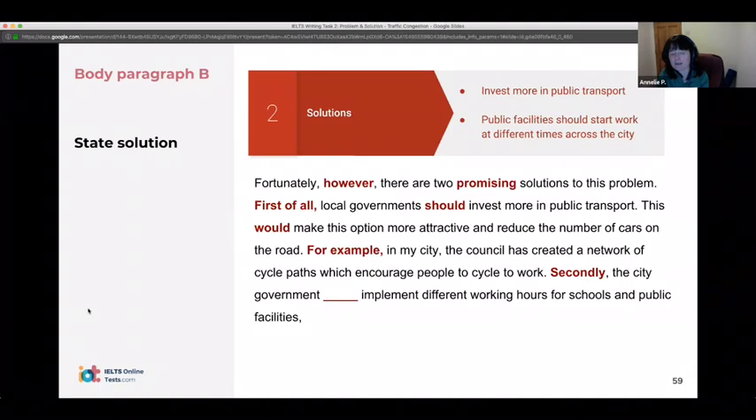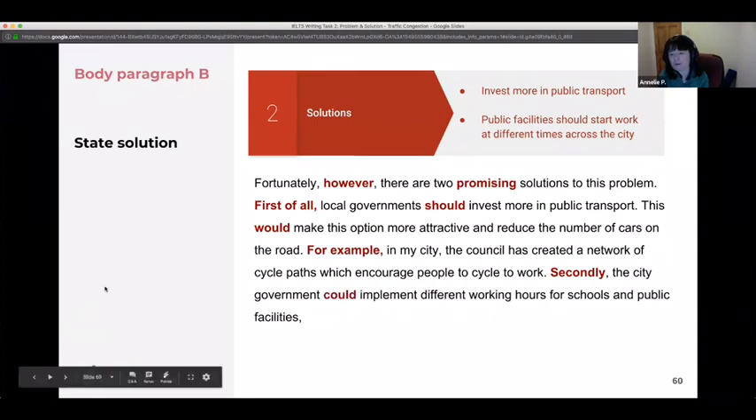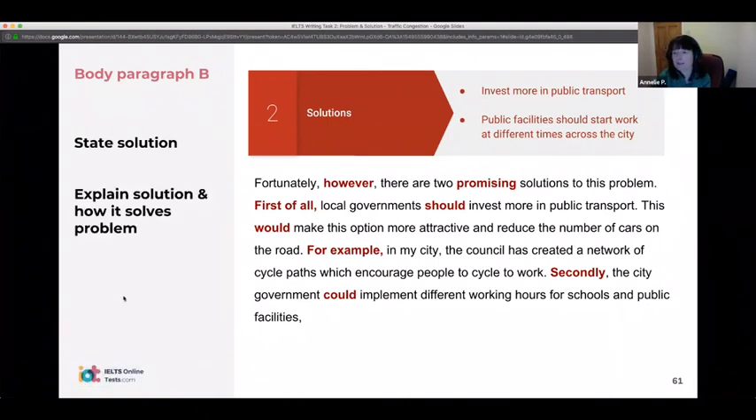So the city government, again, remember it's hypothetical and we've already used should. Okay, very good. Patricia, could. I think that would work very well. Okay. So we had could as well. Okay. So again, make sure that you're varying your vocabulary. You're not repeating the same words. Okay. And again, supporting evidence, we need to explain the solution, and we need to say, what's the consequence? How does it solve the problem? Okay.